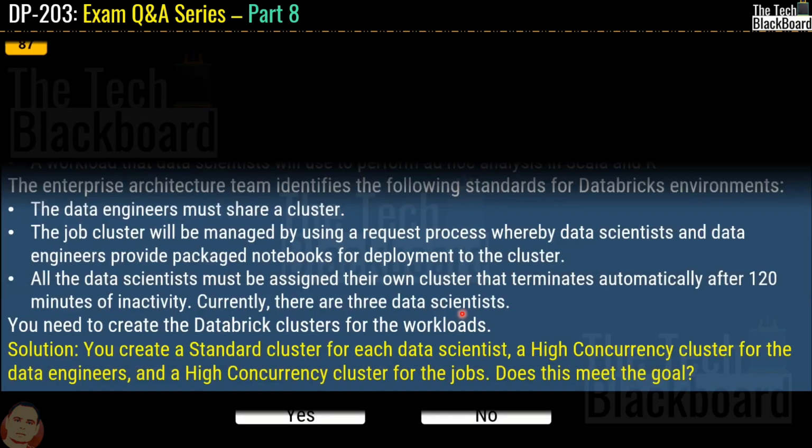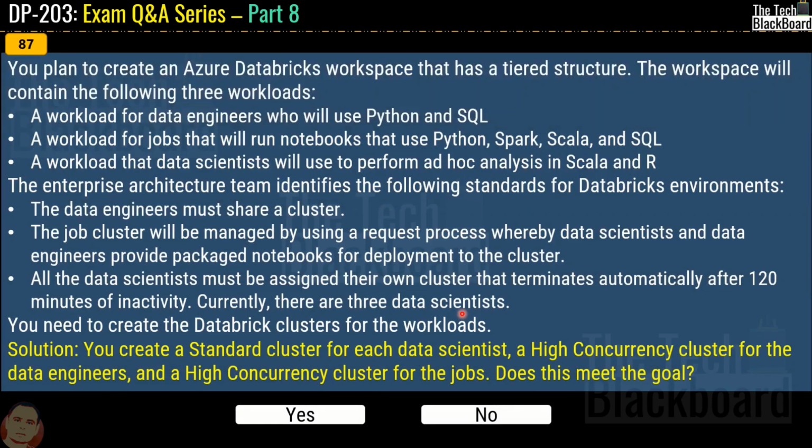And now we see one more variation of the same question. This is question number 87. In this question, however, the solution is a little different. This time the solution says that you create a standard cluster for each data scientist, a high concurrency cluster for the data engineers, and finally you create a high concurrency cluster for the jobs. Does this meet the goal? And this time as well, my friends, the answer is no.